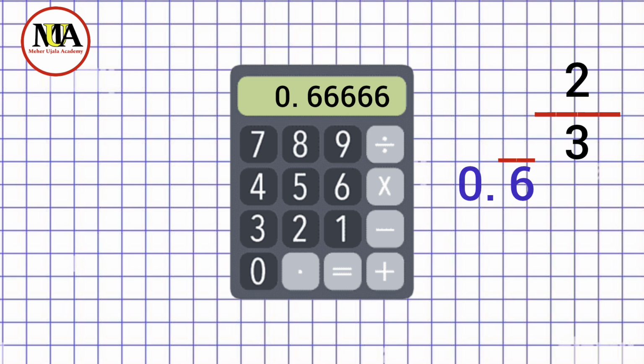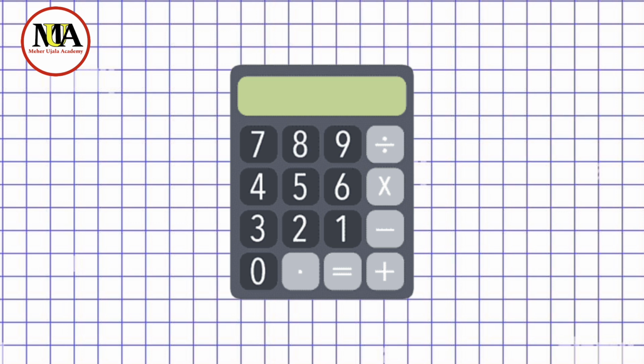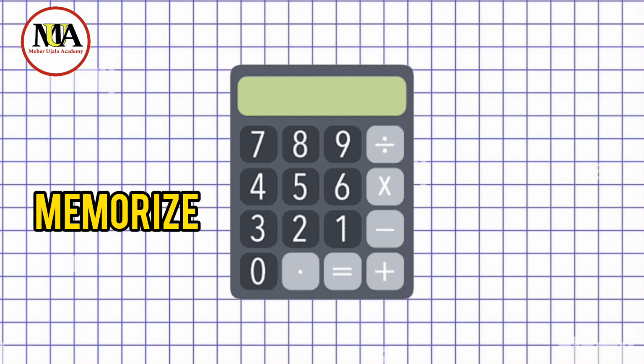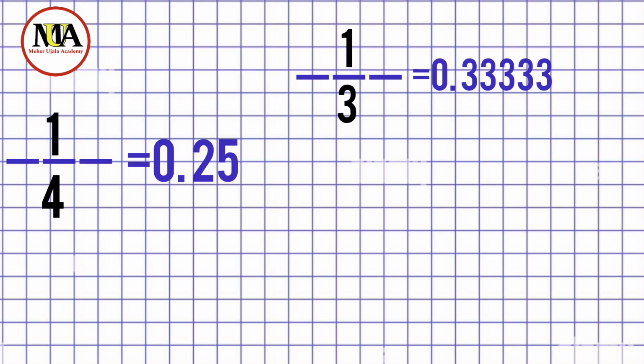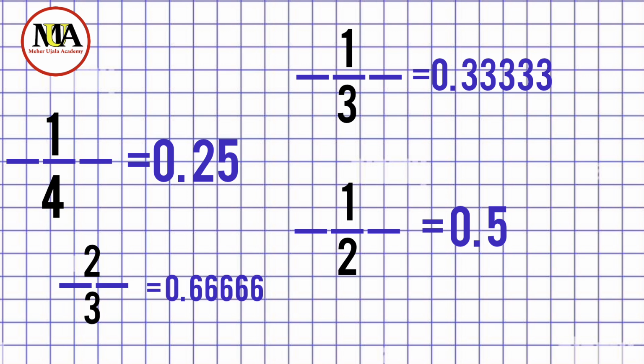Yes, this way is certainly easier and quicker too. But it's important to know how to do it both ways. The fractions that we have just converted are so common that it's a good idea to memorize their decimal values. Here they are again, so you can review them. 1/4 equals 0.25. 1/3 equals 0.3333 and so on. And 1/2 equals 0.5. 2/3 equals 0.66666 and so on.